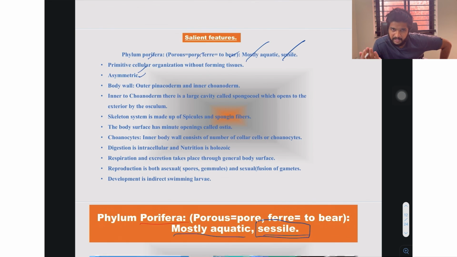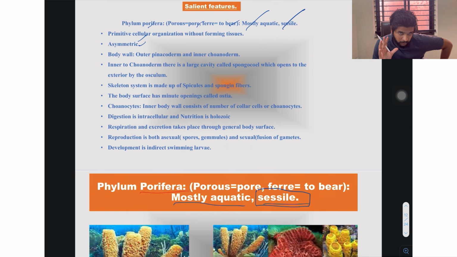Next, digestion is intracellular and nutrition is holozoic. These are very simple processes. For respiration and excretion, there are no special organs or structures. Everything takes place by the general body surface. Reproduction occurs both asexually and sexually. Asexually by production of gemmules, spores, fission, and fragmentation, and sexual reproduction takes place by the fusion of gametes. Development is indirect. It includes the larval stage, which has flagella for its movement, hence it helps in locomotion. These are the simple salient features of phylum Porifera. Okay, thank you.